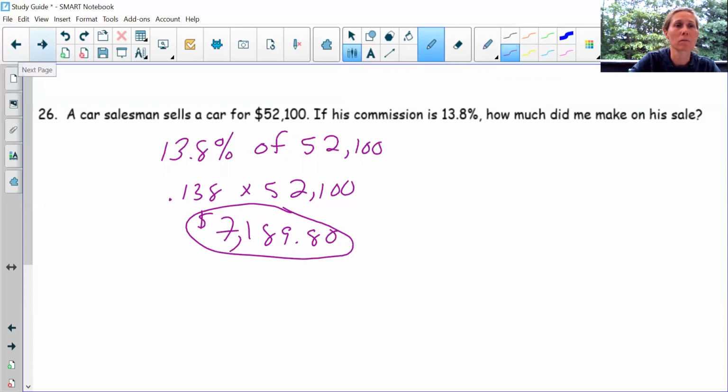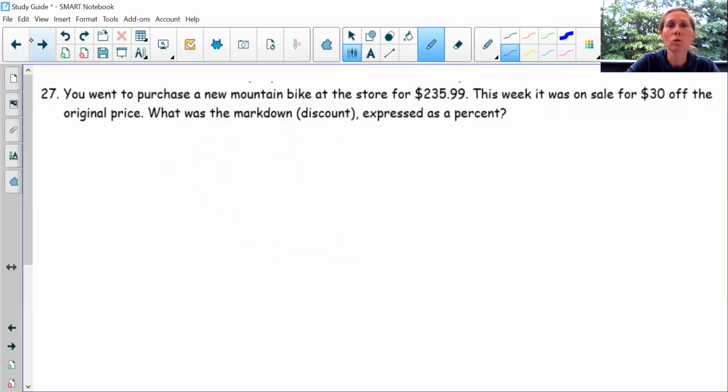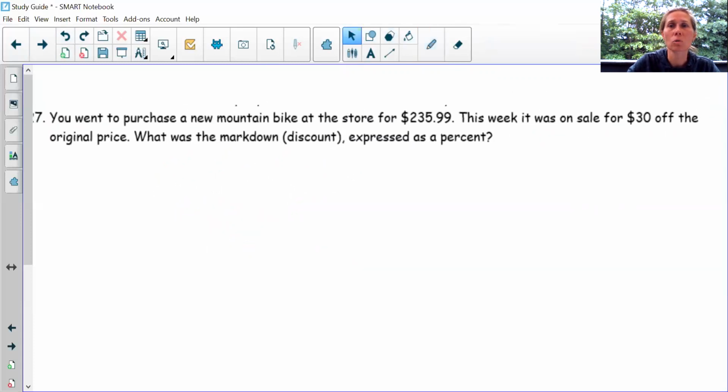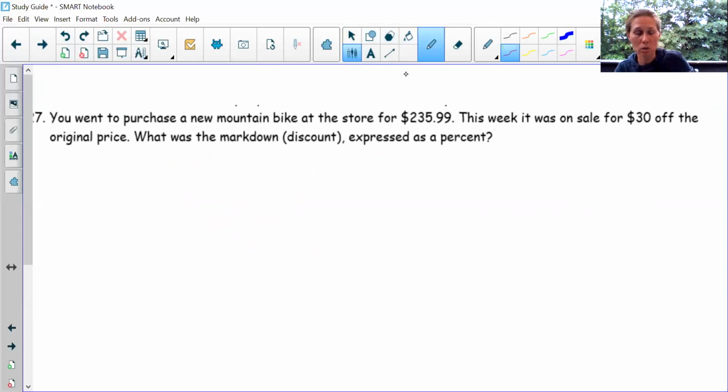Number 27. You went to purchase a new mountain bike. Oh, I love biking right now. At the store this week, it was $235.99. This week, it was on sale for $30 off the original price. What was the markdown or discount expressed as a percent? All right, this you have no clue how to do. So I'm going to teach it to you. I'm going to show it to you.